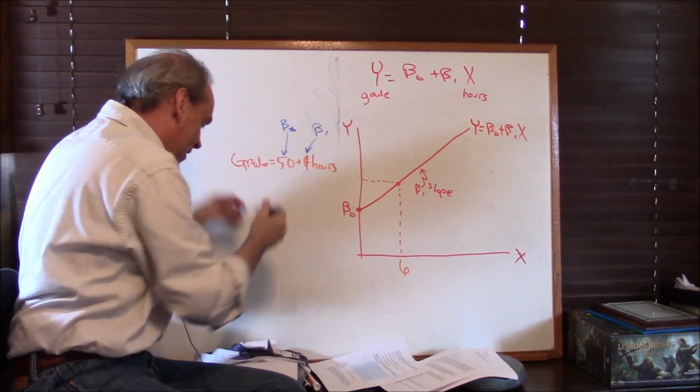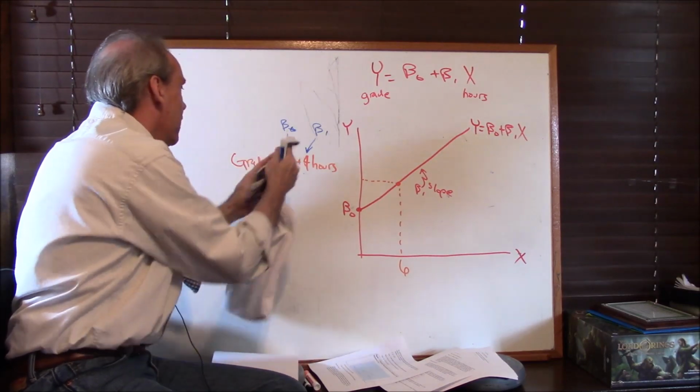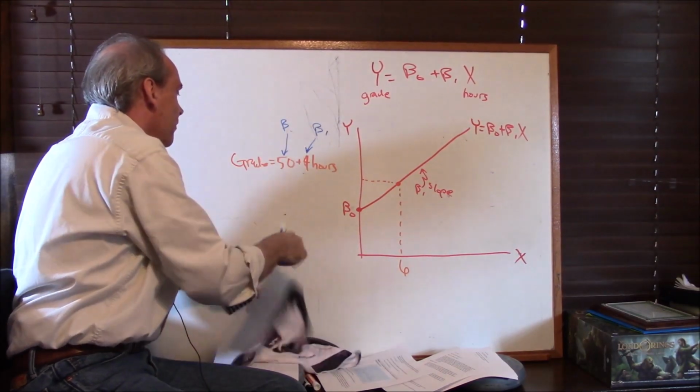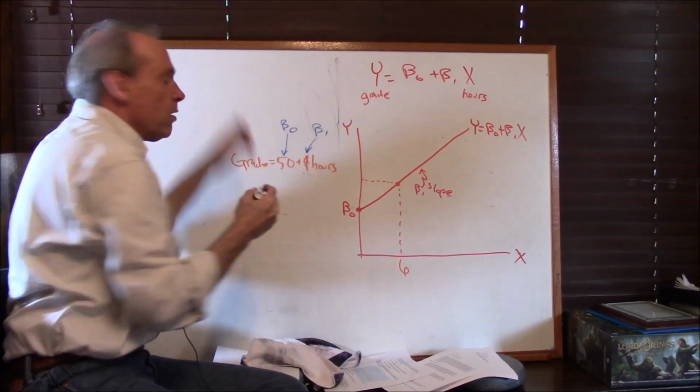Oops, sorry. That's among the worst zeros ever written in the history of econometrics. And there's your beta sub 0.